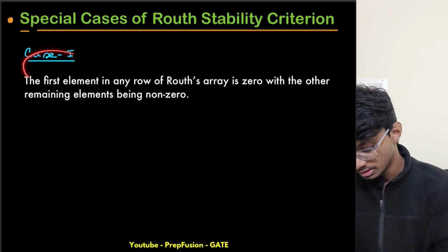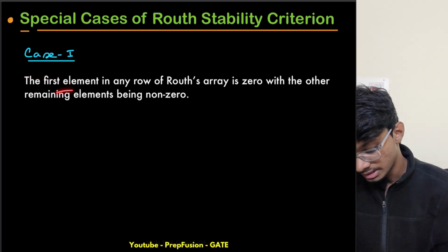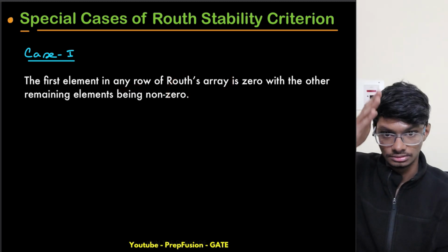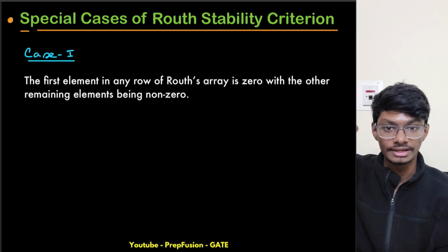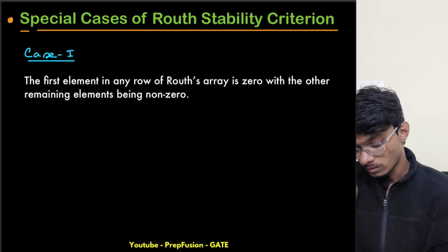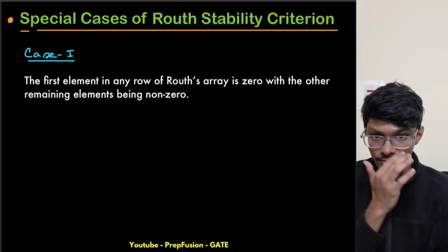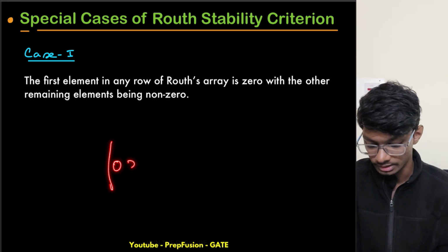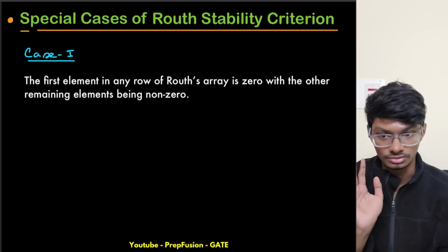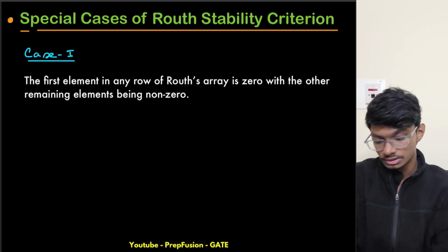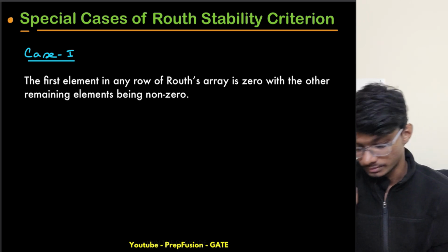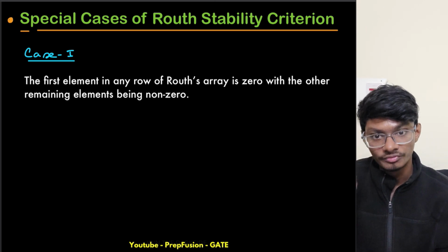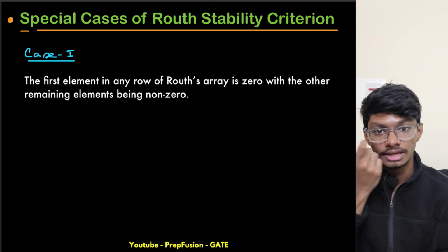What is case 1? Case 1 is when the first element in any row of the Routh array is 0, or you can say the first column has any of its elements equal to 0, with the other elements in that row being non-zero. So what we'll do is replace this 0 with a dummy variable known as epsilon.